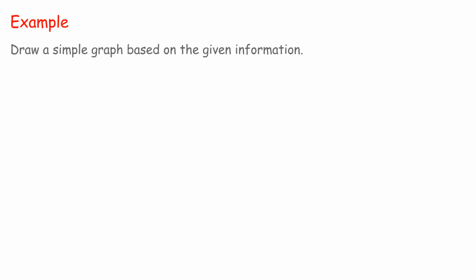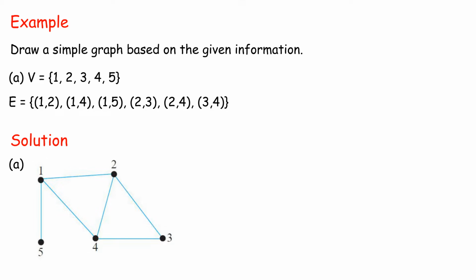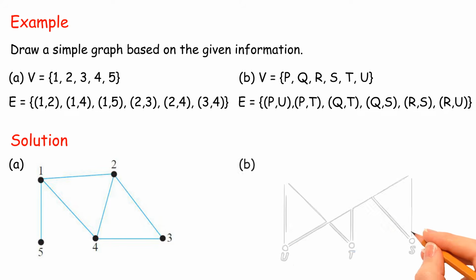Example: draw a simple graph based on the given information. A, V = {1, 2, 3, 4, 5}. E = {(1, 2), (1, 4), (1, 5), (2, 3), (2, 4), (3, 4)}. B, V = {P, Q, R, S, T, U}. E = {PU, PT, QT, QS, RS, RU}.